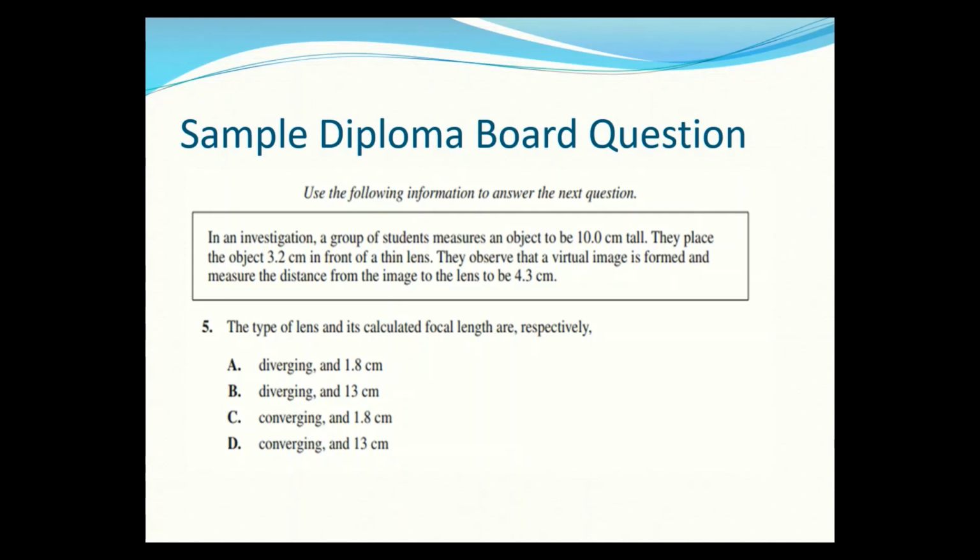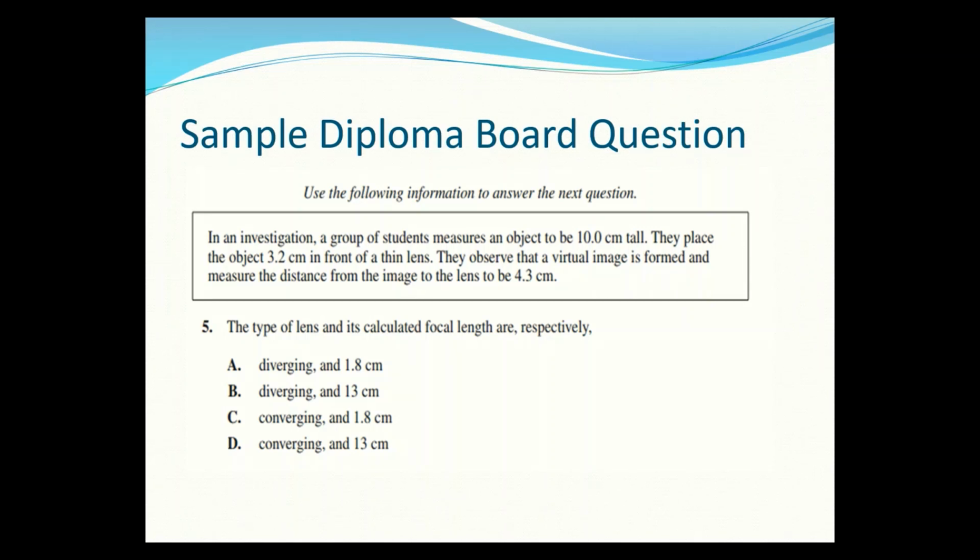Hello. Let's try some sample diploma board questions from Lens Stuff. So in an investigation, a group of students measures an object to be 10 centimeters tall. They place an object 3.2 centimeters in front of a thin lens.